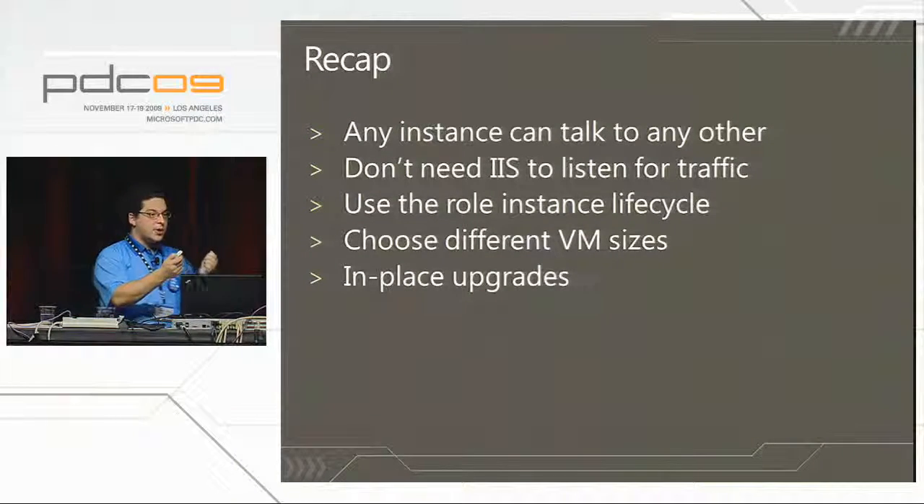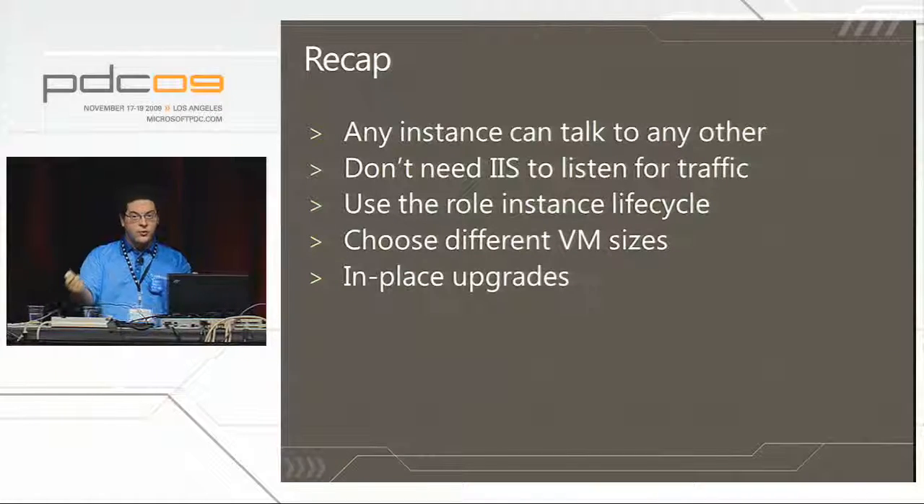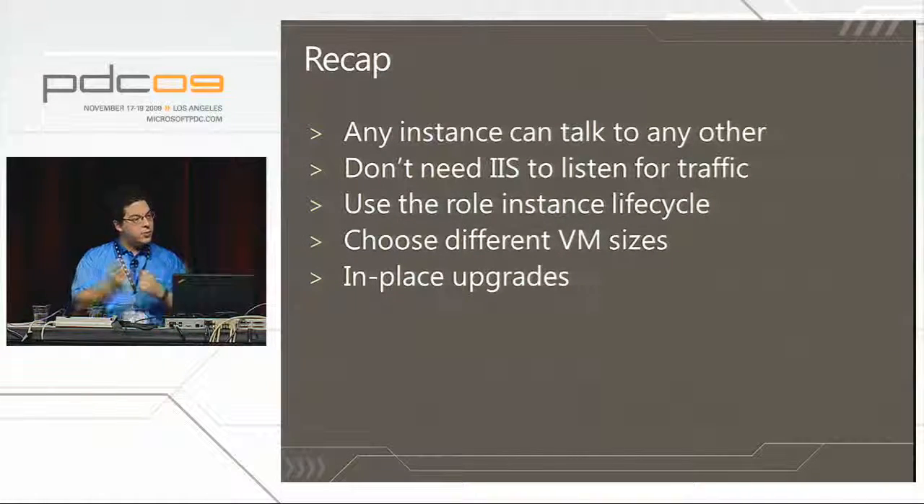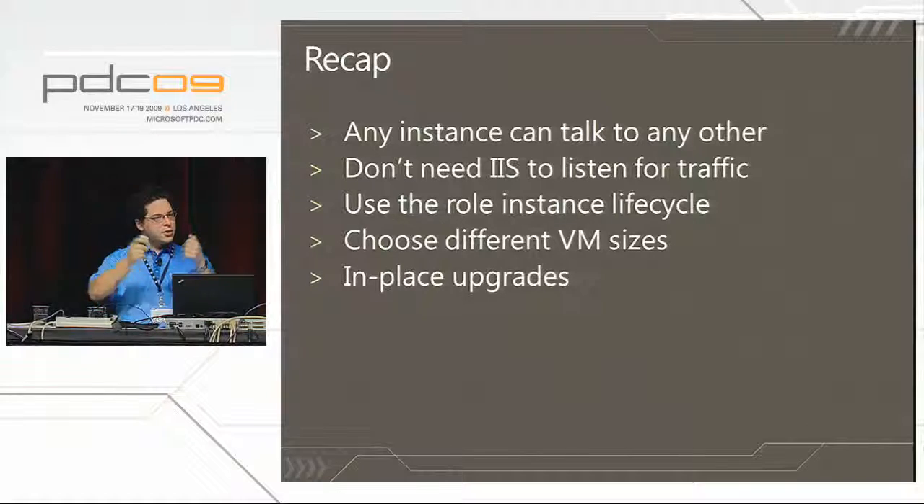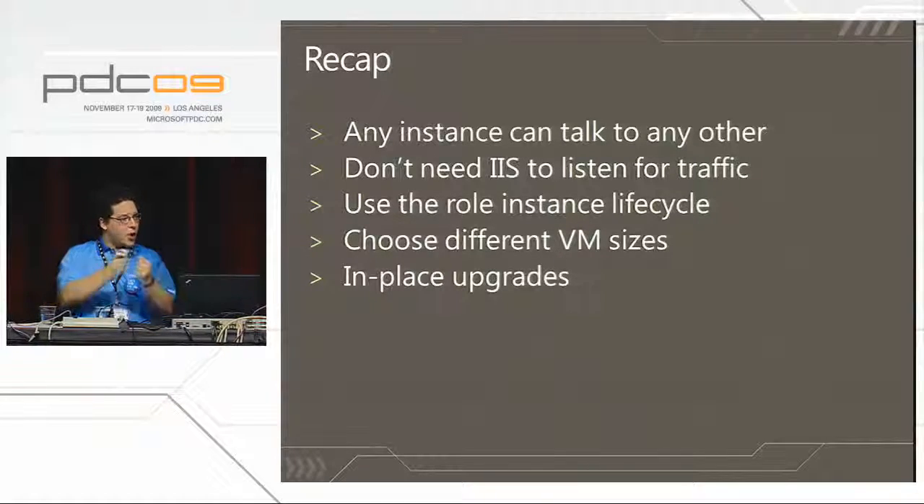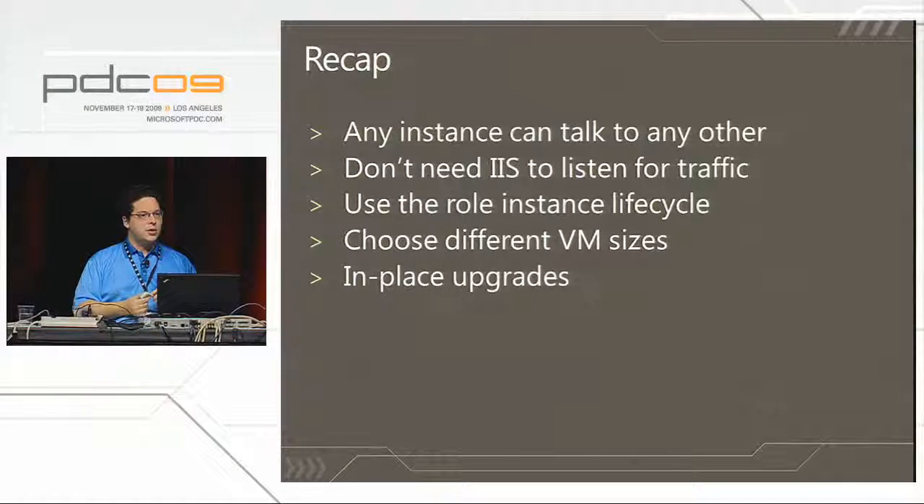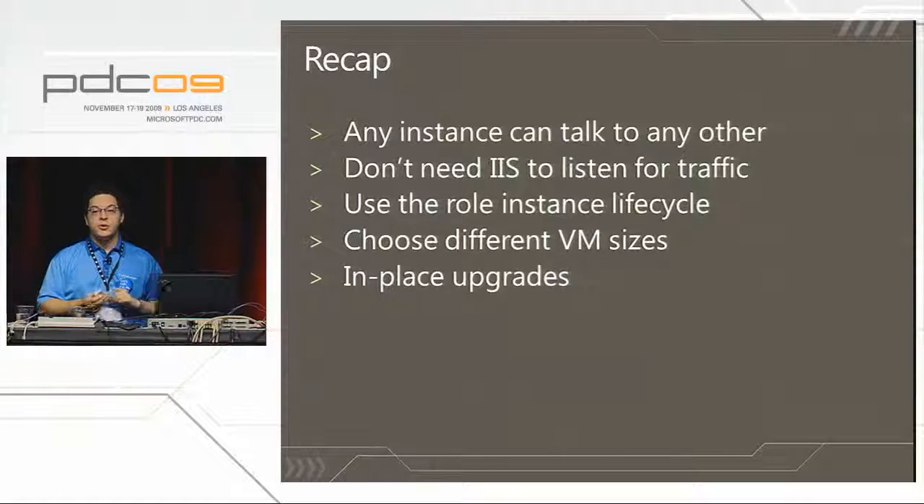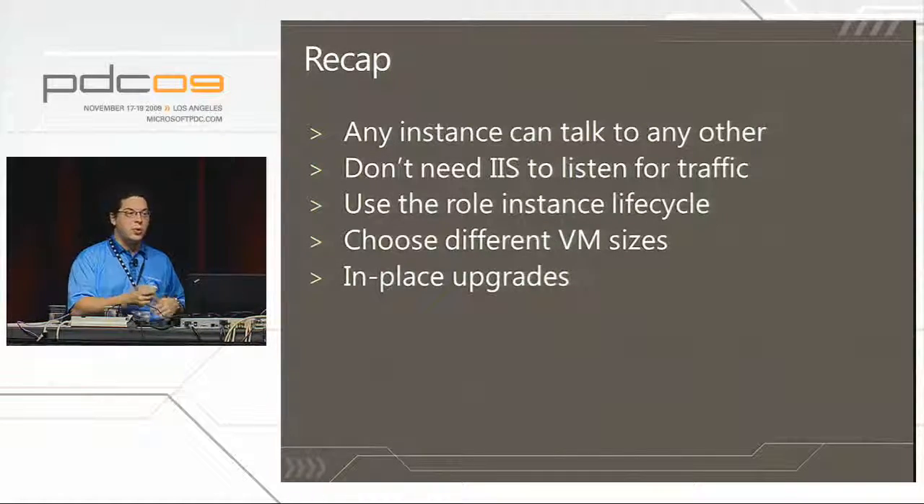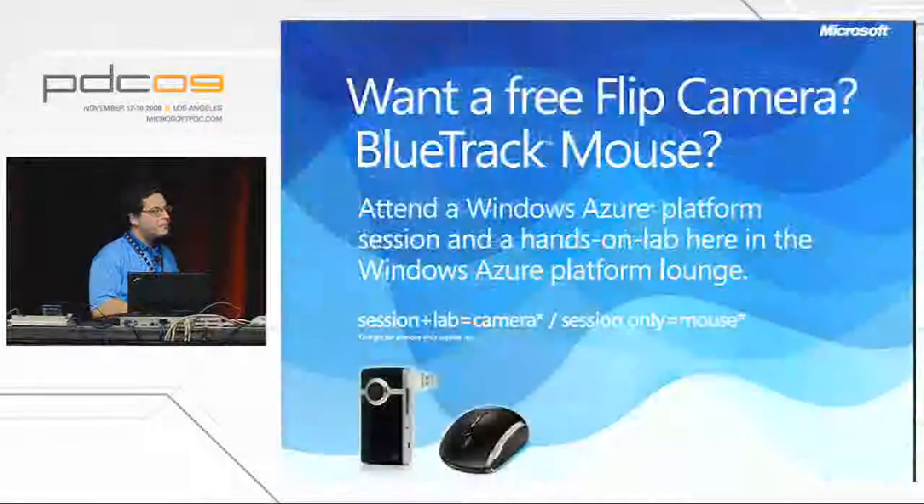You can choose among those different VM sizes, so figure out what's optimal for your code. It really varies whether it's better to have 2 single cores or 1 double core. So you'll have to decide that in your application, do some benchmarks, and figure that out. And in-place upgrades give you some great options, particularly for stateful roles, like the search role that we built.